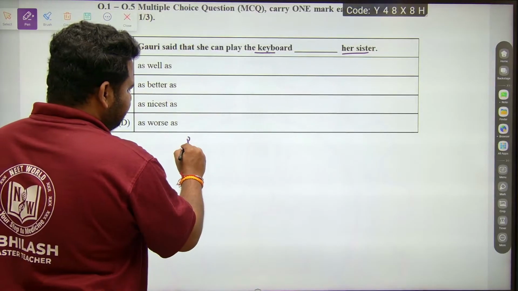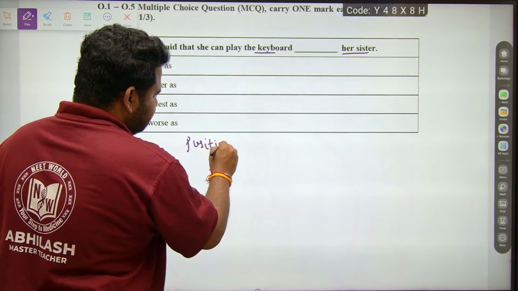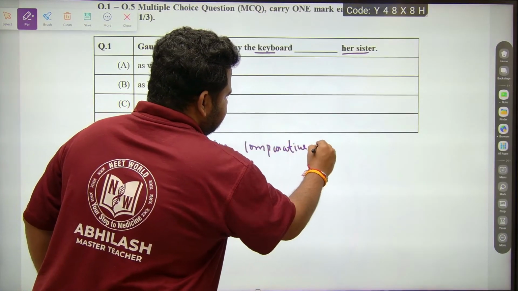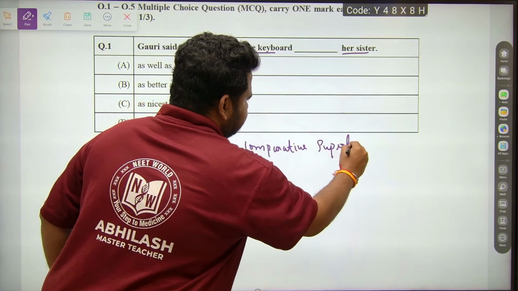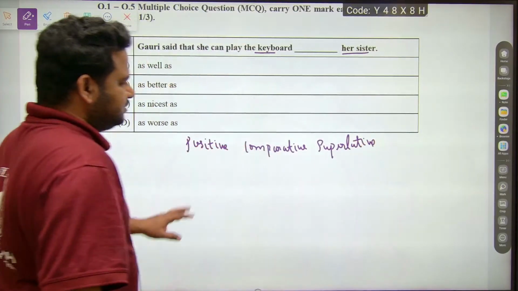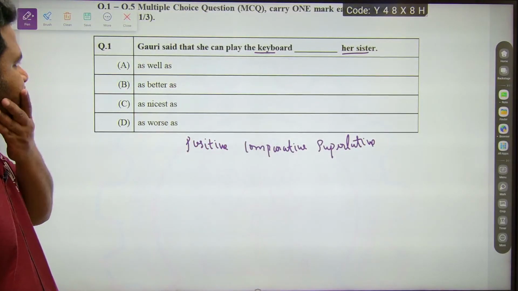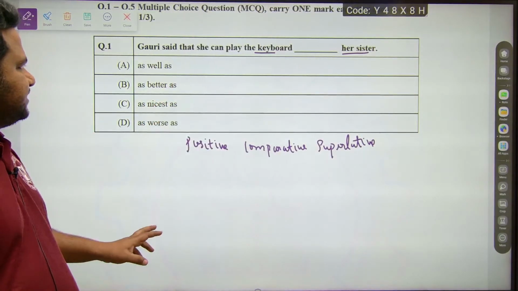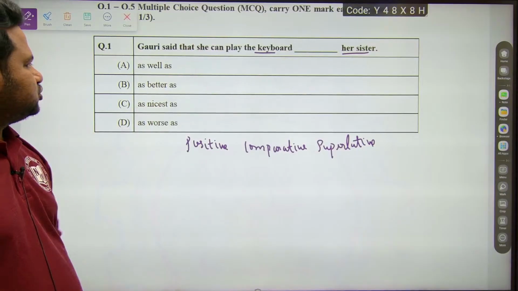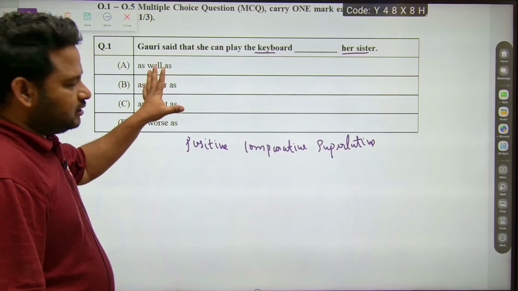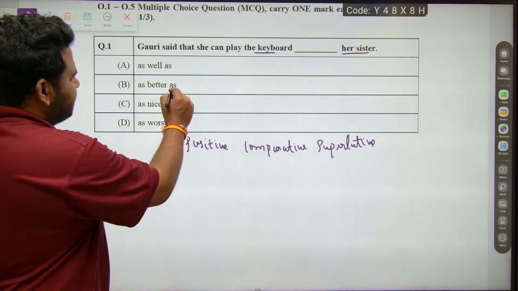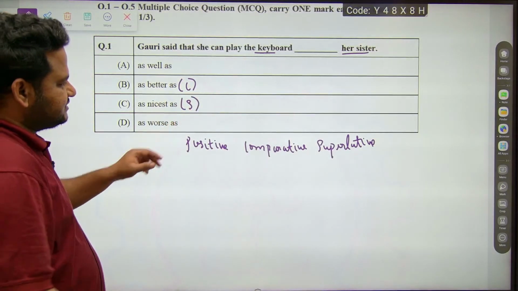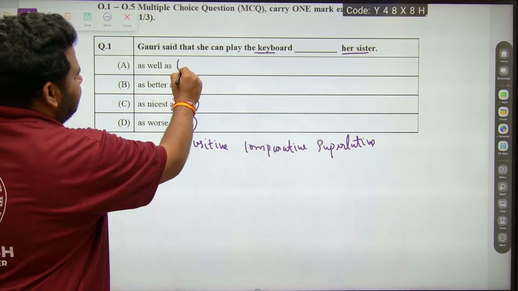So we have 3 types. One is positive degree, next is comparative degree, next is superlative degree. So these are the 3 things that we have. Gauri said that she can play the keyboard dash her sister. So if we see here, it is a positive degree. As well as, this suits. As better as, this is comparative degree. As nicest as, this is superlative degree. As versus, again, this is comparative degree. So this is the positive degree.